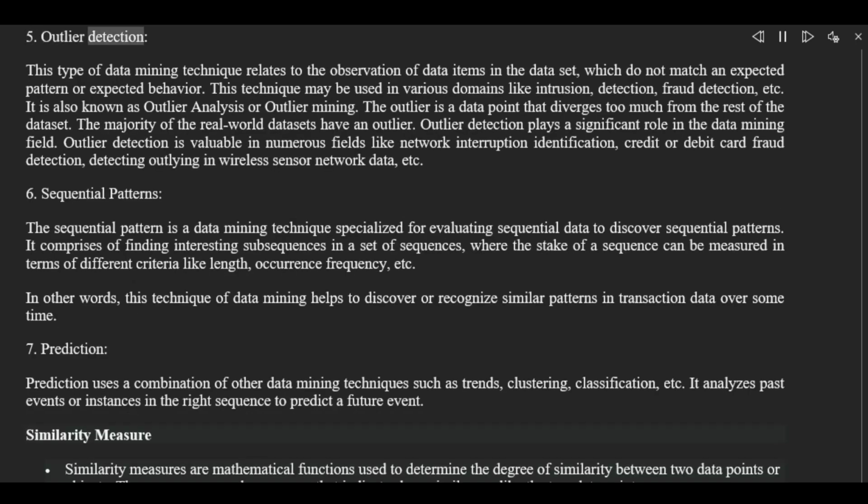5. Outlier detection. This type of data mining technique relates to the observation of data items in the data set, which do not match an expected pattern or expected behavior.